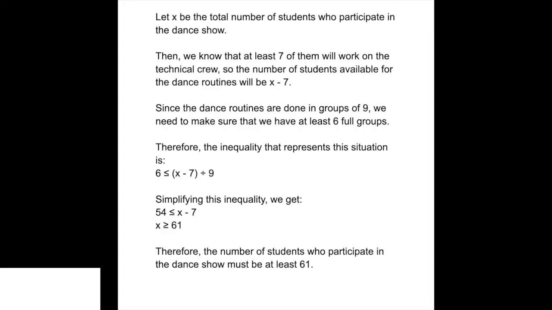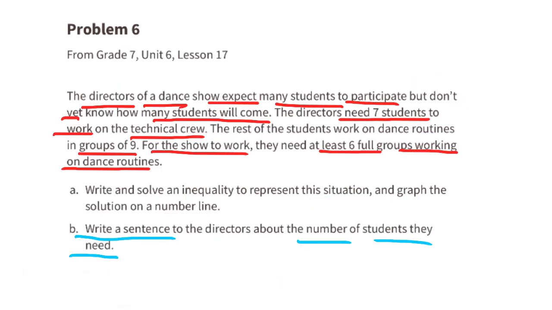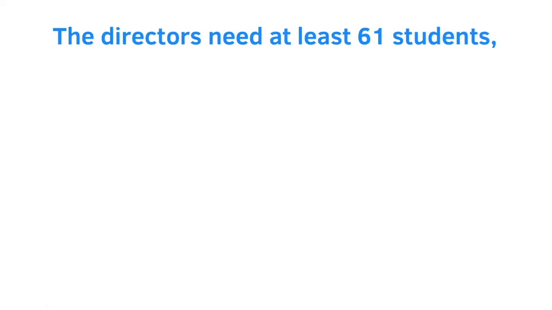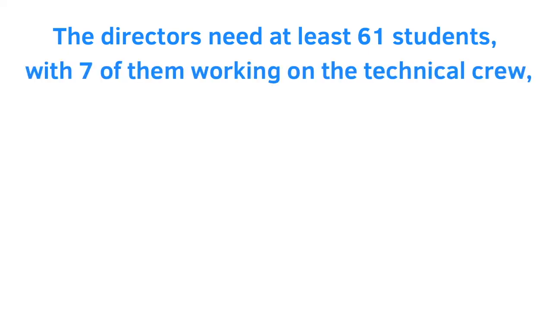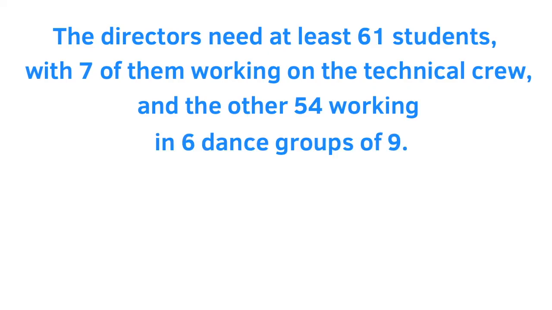Here I've written and solved an inequality. Pause the video if you need to. And here's the graph for the inequality. B. Write a sentence to the directors about the number of students they need. The directors need at least 61 students, with 7 of them working on the technical crew, and the other 54 working in 6 dance groups of 9.